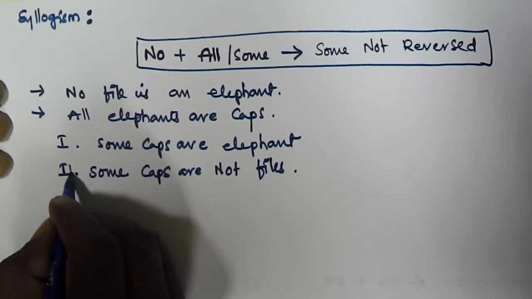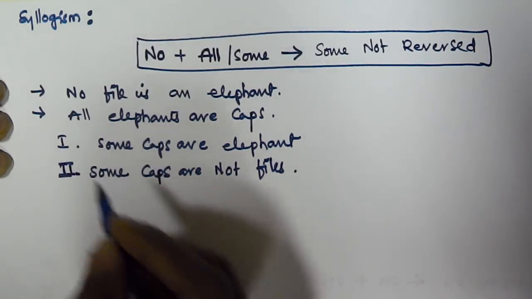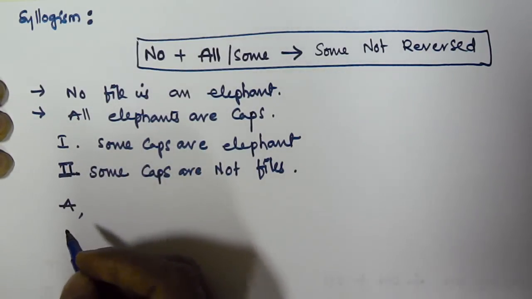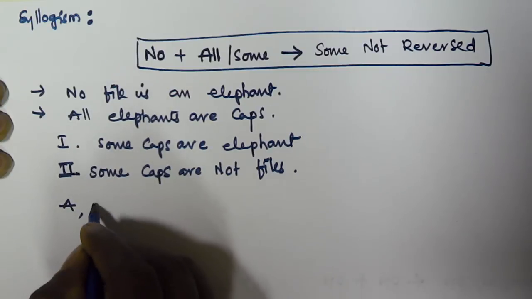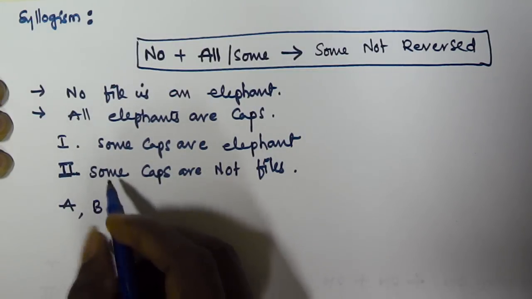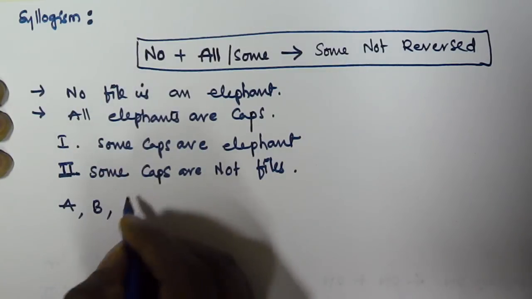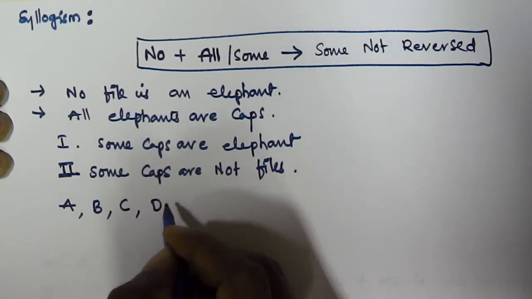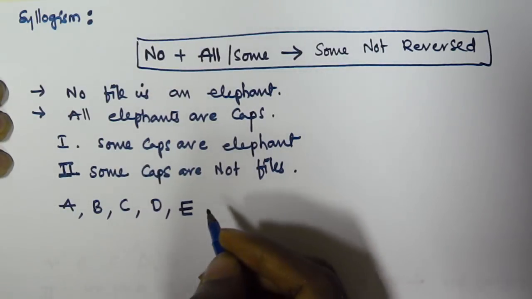So this is the second conclusion given. If conclusion 1 alone is true, we have to select option A. If conclusion 2 is true, then we select B. If either 1 or 2 is true, we select C. If both are false, we select D. If both given conclusions are true, we select option E.